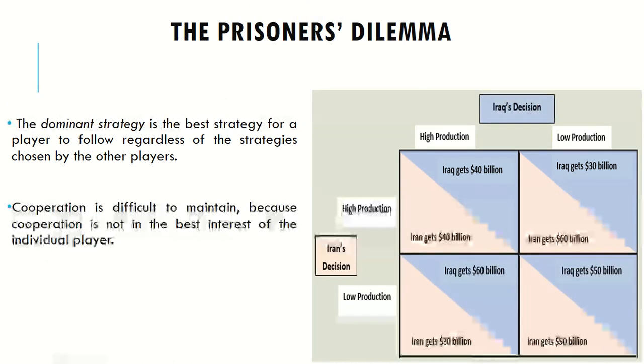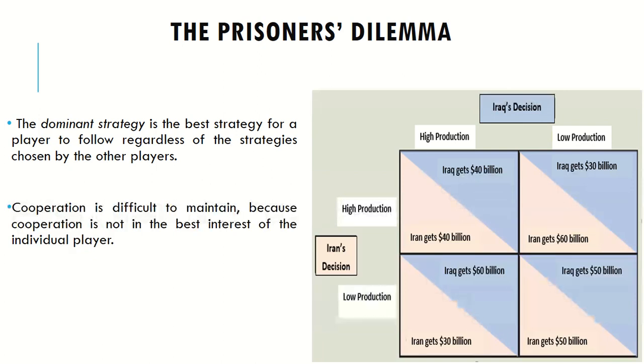In this slide, we are going to relate the prisoner's dilemma to the concept of oligopoly. Again, the dominant strategy is the best strategy for a player to follow regardless of the strategies chosen by other players. Cooperation is difficult to maintain because cooperation is not in the best interest of the individual player. But if they cooperate, then they get the maximum benefit. Here we have two countries, Iraq and Iran. Both have two options, high production and low production.